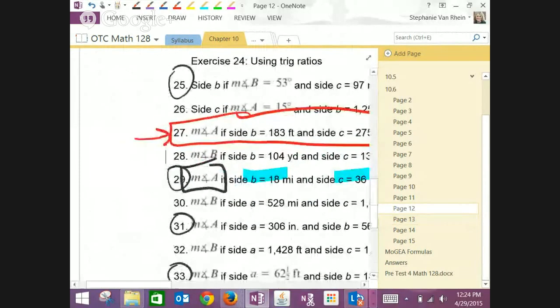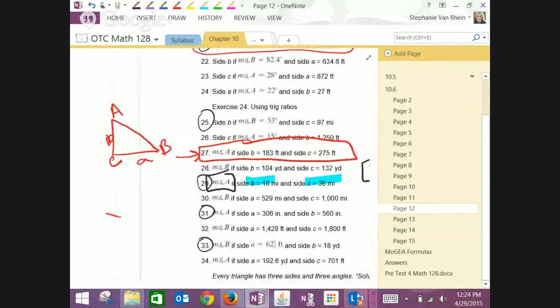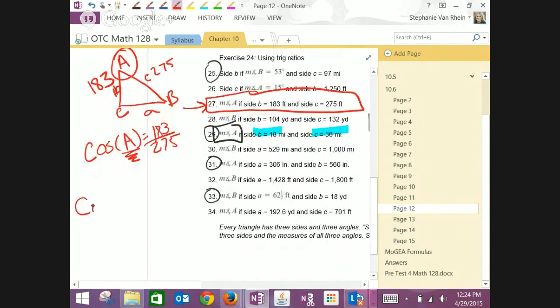So if I draw this picture, I have a triangle. This is C. Let's call this A and call this B. This is little a, little b. We know little b is 183, and we know little c is 275. And I want angle A. What do I need to use to find the measure of angle A? Inverse adjacent over hypotenuse, so cosine? Yes. So cosine of A would equal 183 over 275. If I wanted to find what A was, I plug in my calculator cosine inverse of 183 over 275. That would give me my angle measurement.